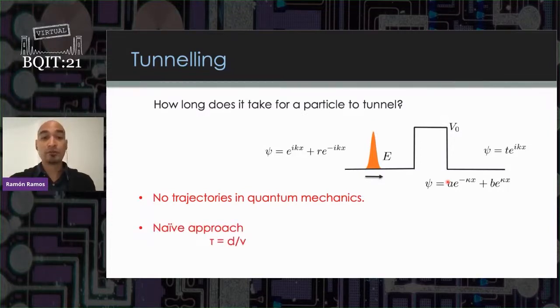Another approach to find the tunneling duration is to divide the barrier width by the velocity of the atoms. However, the velocity under the barrier becomes imaginary, and so the quantity we obtain won't have a clear interpretation.